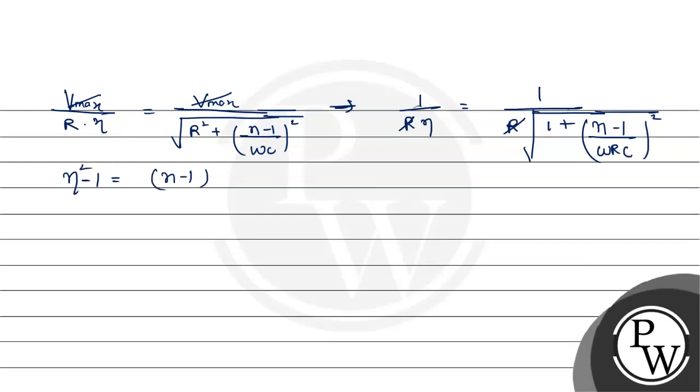From here we get eta square minus 1 is equal to (n minus 1) whole square upon (omega RC) square. So from here we get the value of (omega RC) square is equal to (n minus 1) whole square upon eta square minus 1. So this is the value of omega RC.